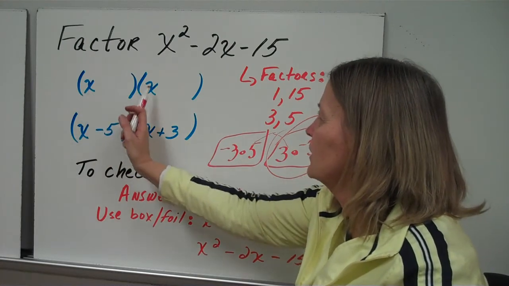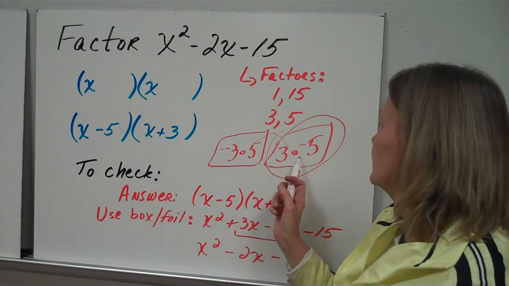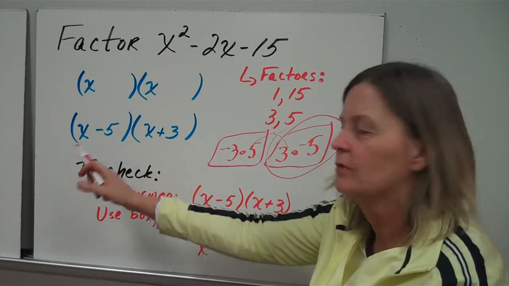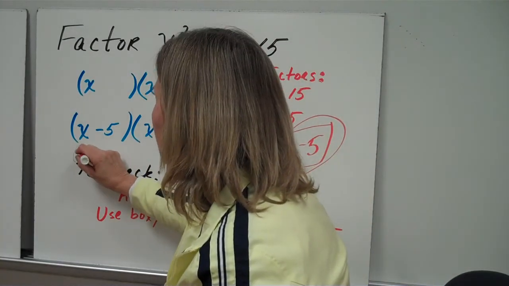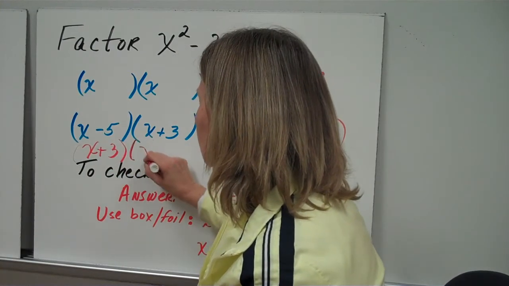So, beginning with x to give you x squared, keep those in there, and then just fill in a positive 3 and a negative 5. Order doesn't matter here. So this answer could have been written x plus 3, x minus 5. Same answer.